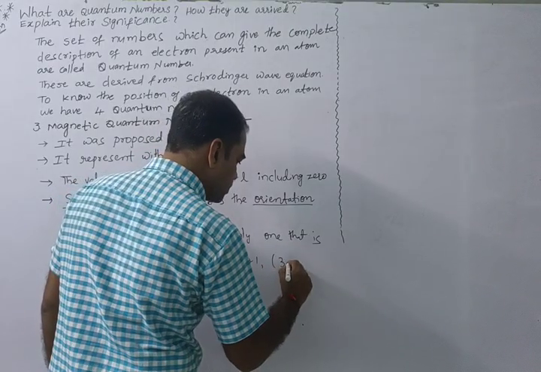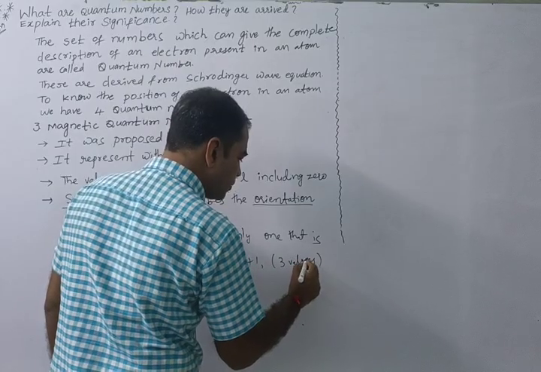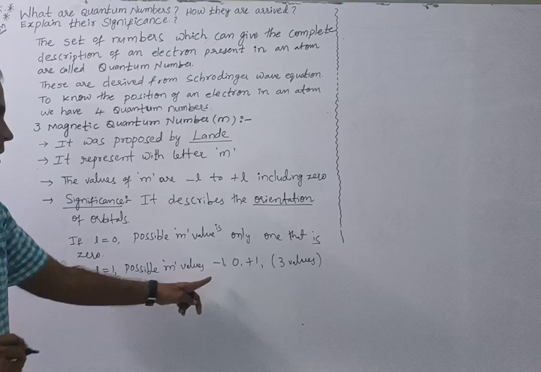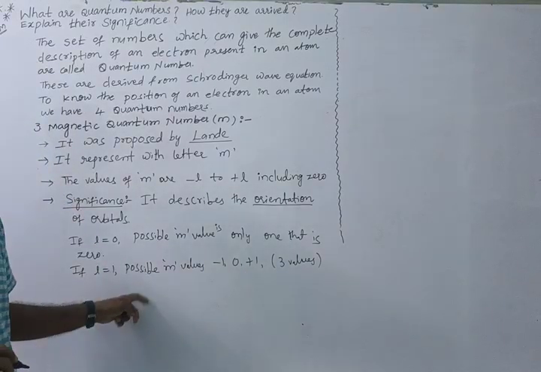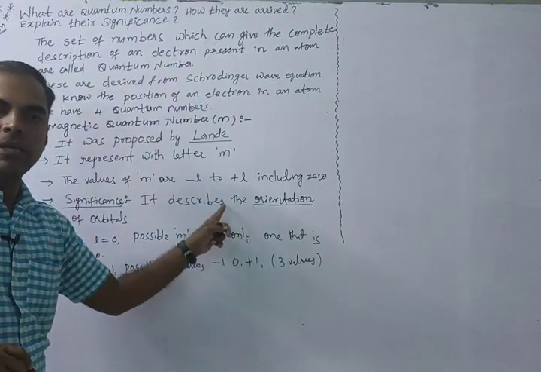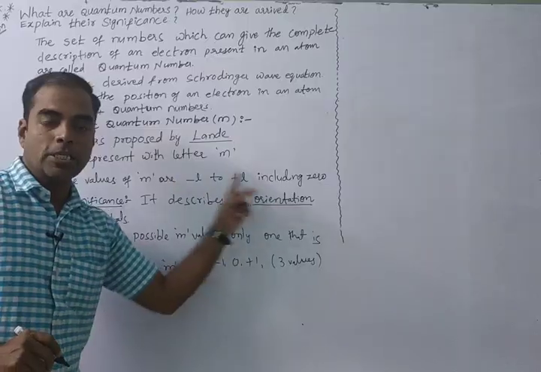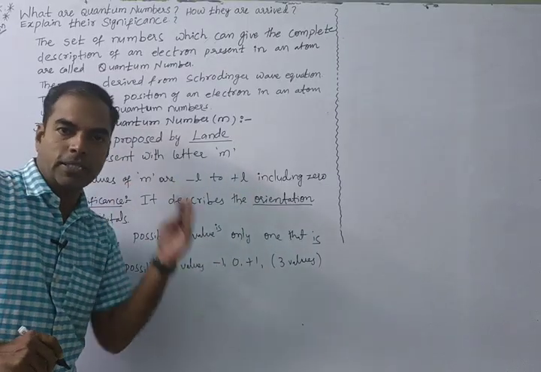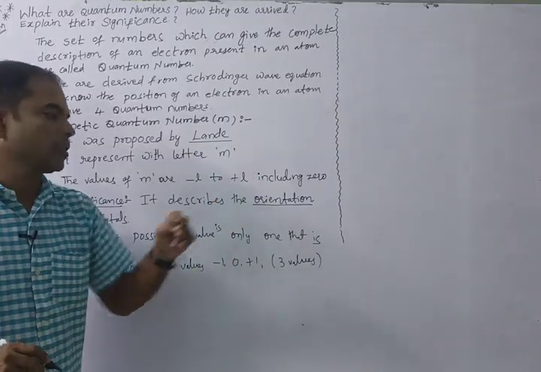Total 3 values. How many possible m values? 3 values. What are they? Minus 1, 0, plus 1. If L value is 2, the m values are minus 2, minus 1, 0, plus 1, plus 2. Total possible m values are 5. What are the values? Minus 2, minus 1, 0, plus 1, plus 2.